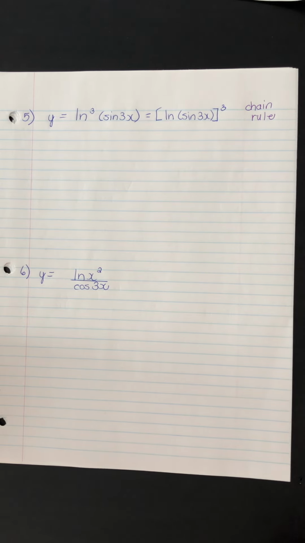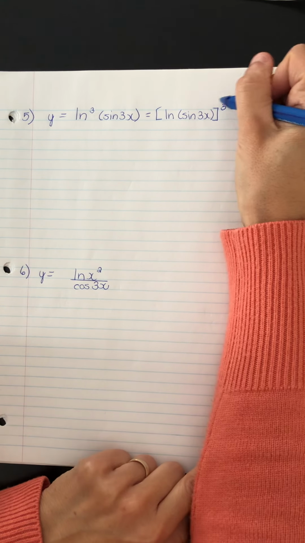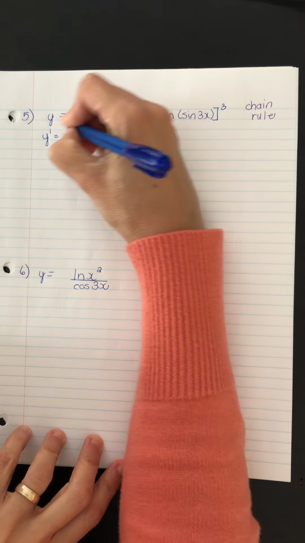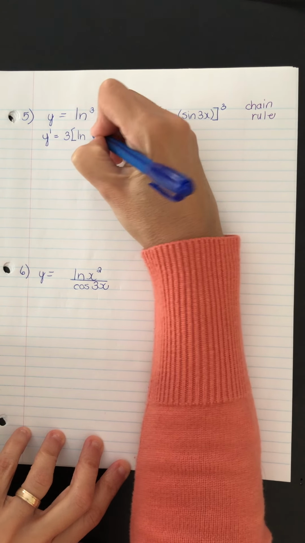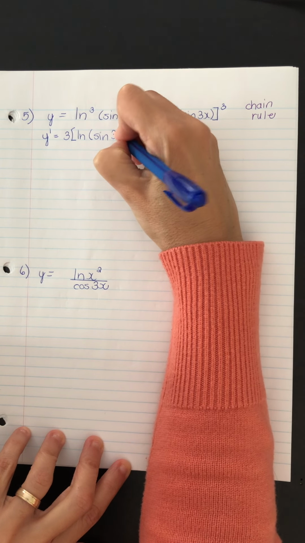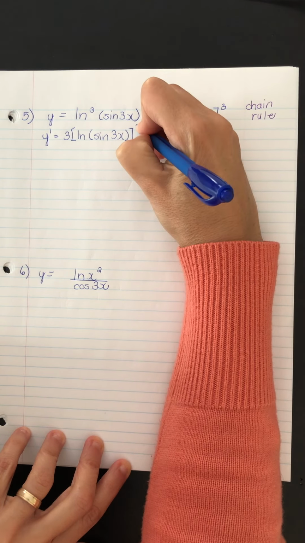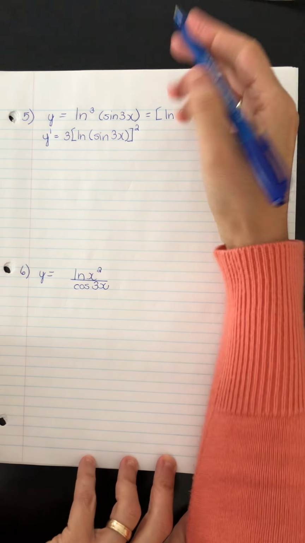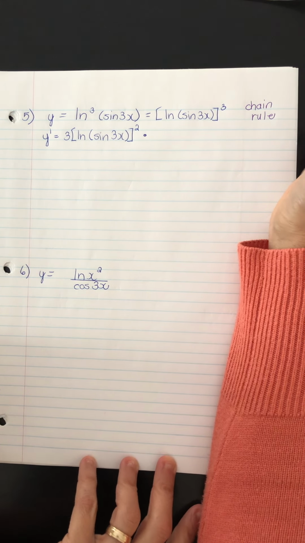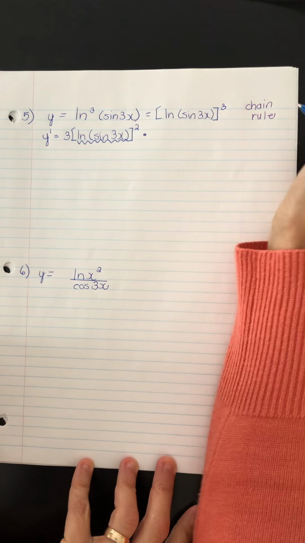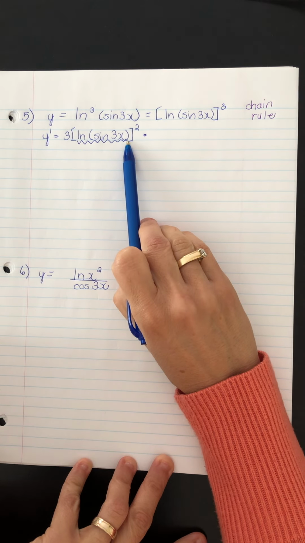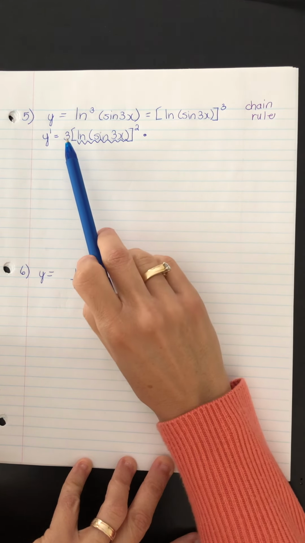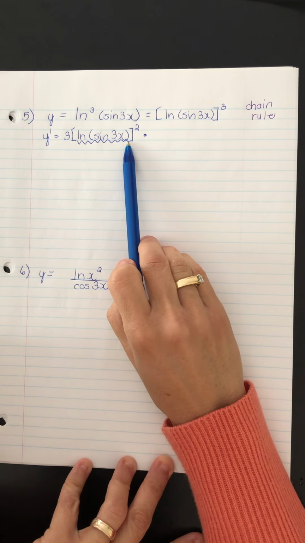And in using the chain rule, we begin with this outside exponent here. So in forming y prime, the first thing that happens is the 3 comes forward. And the new exponent is decreased to 2. So this happens when you begin the chain rule. Inside of the bracket stays the same. And now, of course, we have to multiply that by the derivative of the inside of the bracket. So the derivative of ln of sine 3x goes here now.